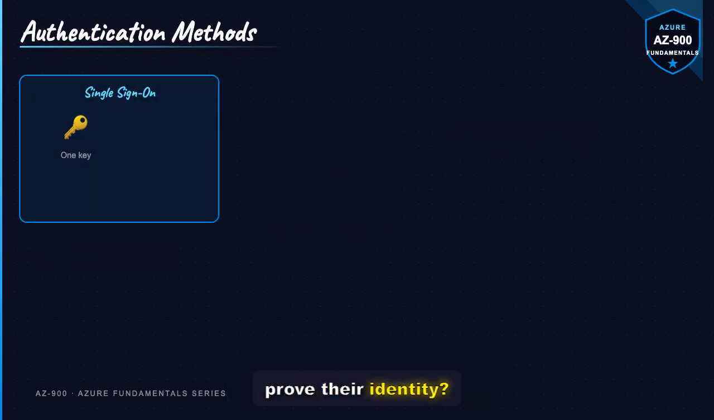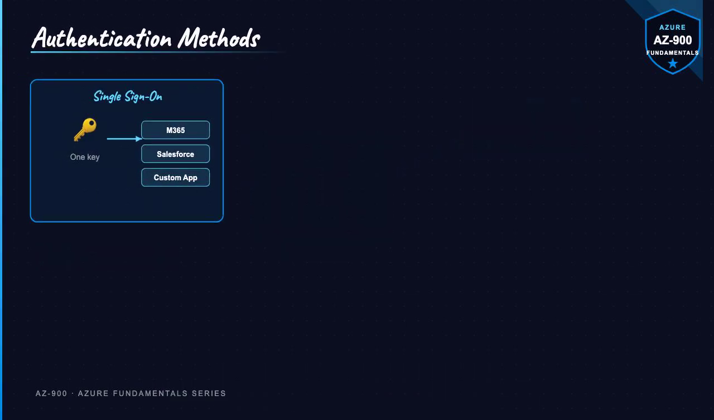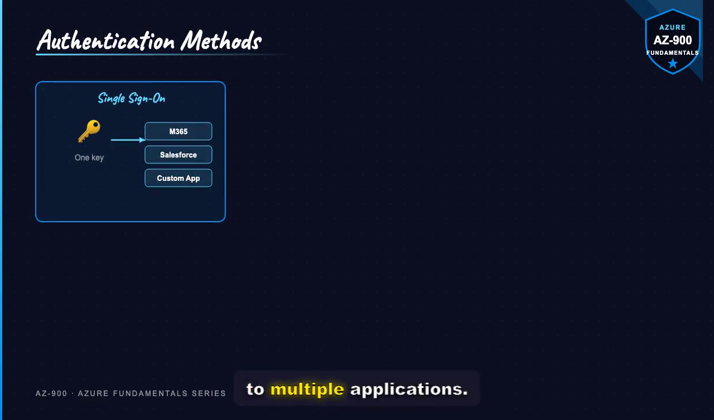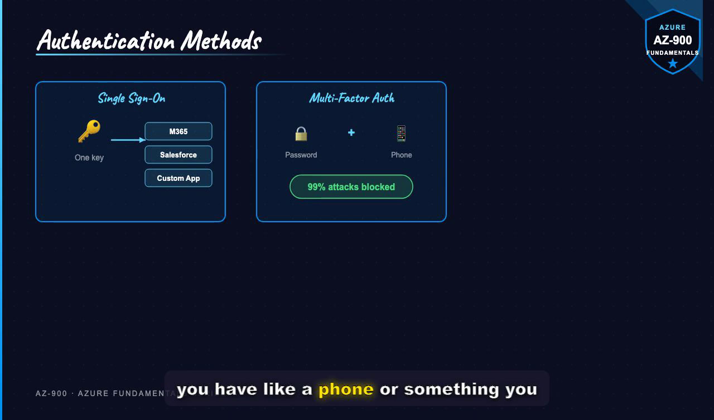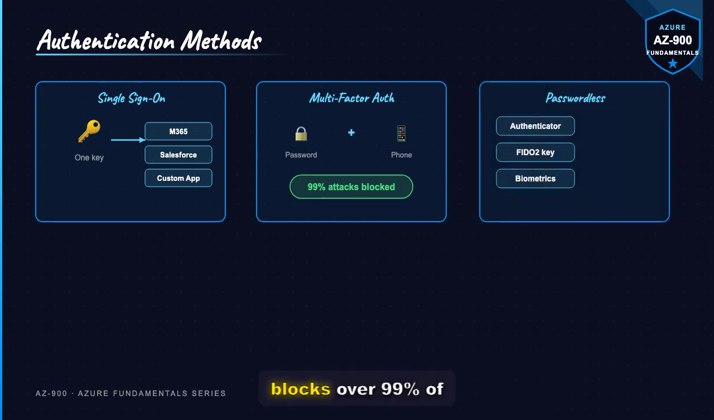managed domain without running your own domain controllers. How do users prove their identity? Single sign-on means a user logs in once and gets access to multiple applications. It reduces password fatigue. Multi-factor authentication adds a second step, something you have like a phone or something you are like a fingerprint. MFA blocks over 99% of account attacks.